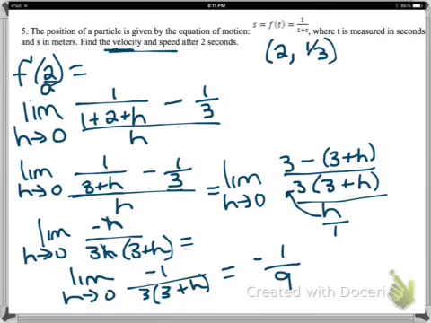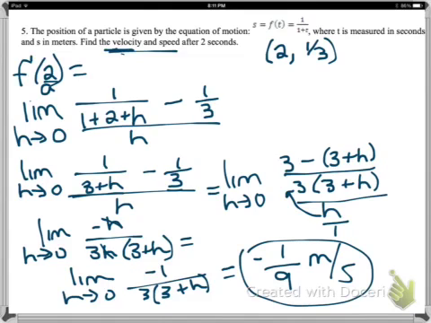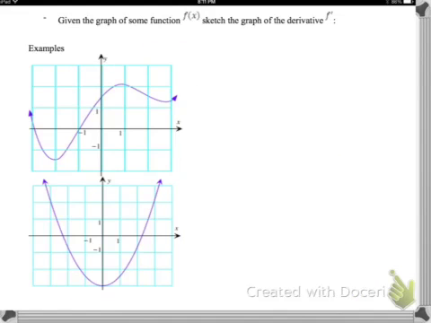Okay, so my velocity is negative 1/9 meters per second. My speed is just 1/9. Speed is the absolute value of velocity. It's always positive. So my velocity is negative 1/9, and my speed is positive.